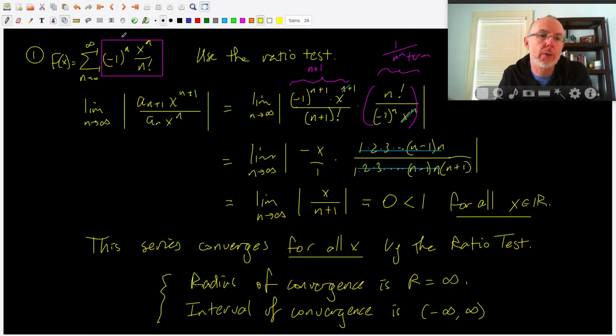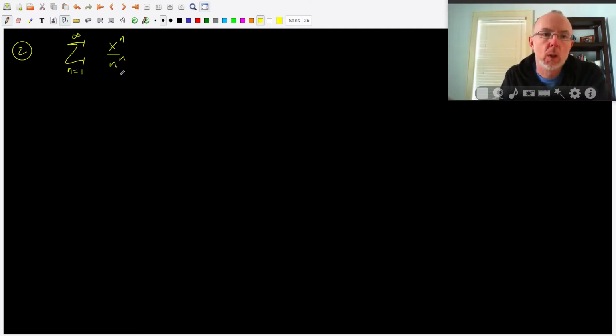So this power series defines a function for every value of x, which is different from the other ones we've seen that only defined a function on some smaller region where they actually converge and then they diverged everywhere outside that. Let's do another. For this power series, again, we can write it out.